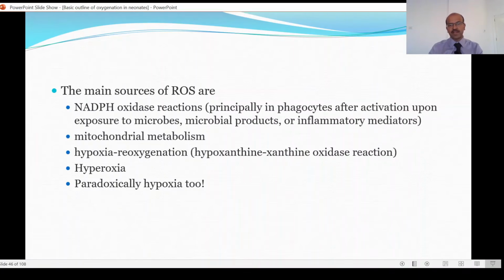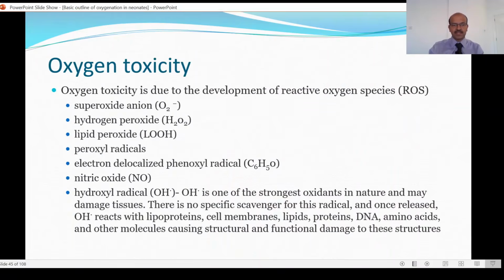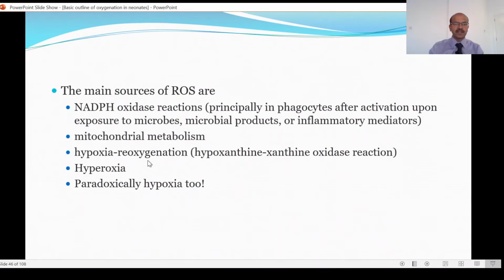So here we have a hypoxanthine xanthine oxidase reaction. Hyperoxia, of course, leads to reactive oxygen species, and paradoxically hypoxia also leads to increased reactive oxygen species. So the nature of the products is different in each, but obviously the damage that happens, as we discussed earlier, at these cellular levels can happen both with hypoxia and hyperoxia, and the reoxygenation or reperfusion is important as well.